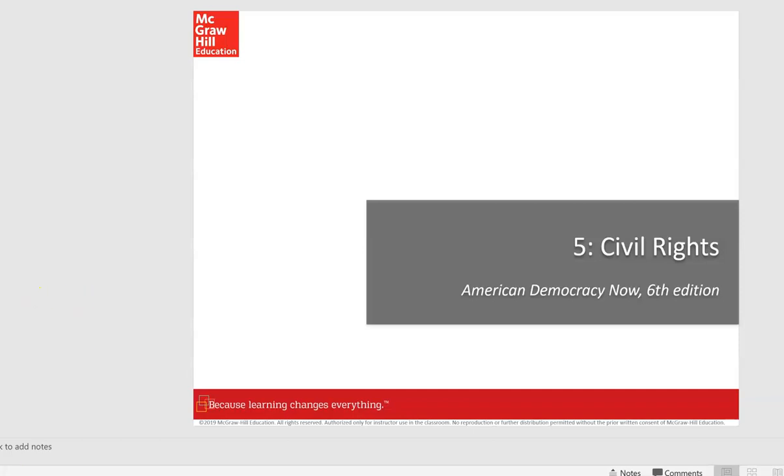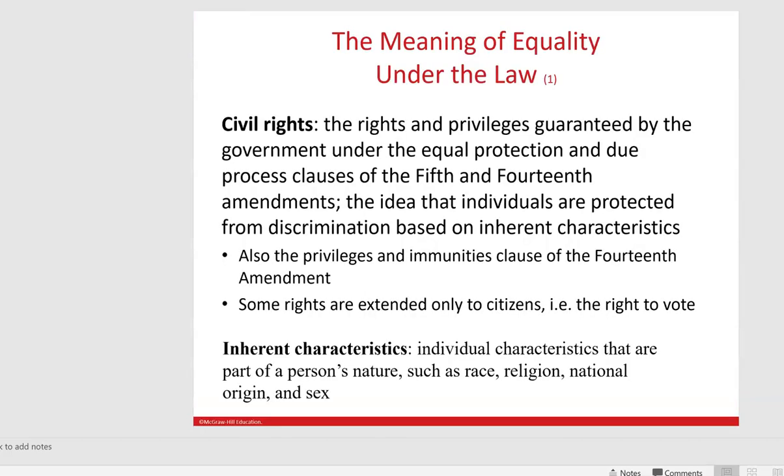What does civil rights actually mean? When we discuss civil rights, we are actually talking about equality under the law. Civil rights and privileges are guaranteed by the government under the Equal Protection and Due Process Clauses of the Fifth and 14th Amendments. These rights are based on the premise that the government should protect people from any and all discrimination, which results from what they call inherent characteristics. What are inherent characteristics? Those are individual characteristics that are part of a person's nature, such as race, religion, national origin, and sex.